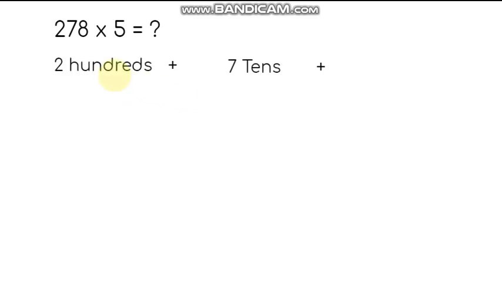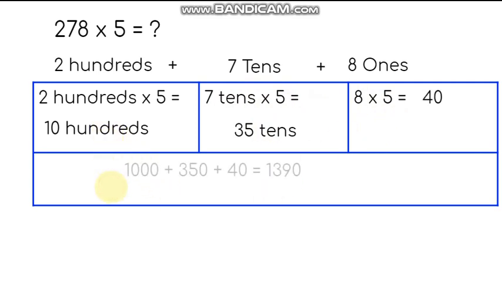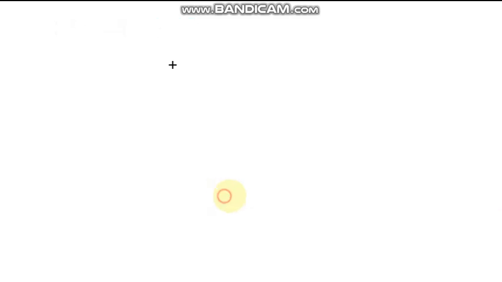Now without the 0, you have 2 hundreds, 7 tens, and 8 ones. So we have 2 hundreds times 5, which is 10 hundreds. 7 tens times 5, which is 35 tens, and this is going to be 40. 10 hundreds is the same as 1000. 35 tens is the same as 350, and then we add them all. Okay, so you have the result.